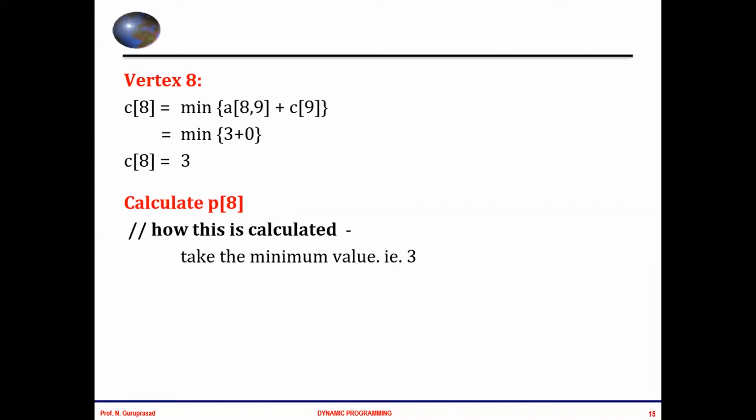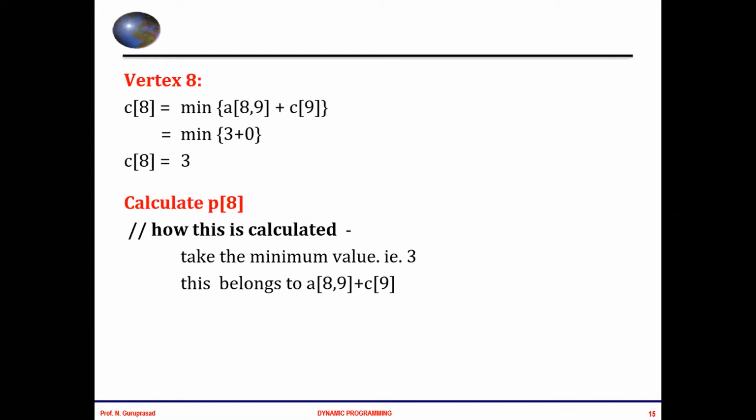C of 8 is 3, right? Now this 3 belongs to whom? You got that 3 because of this formula, A of 8, 9 plus C of 9, right? Now in this formula, which is the destination vertex? Can you tell me in this stage? In this stage, which is the destination vertex? Keep this formula in mind: A of 8, 9 plus C of 9. In this, which is the destination vertex? Is it 8 or 9? 9 is the destination vertex in A of 8, 9.